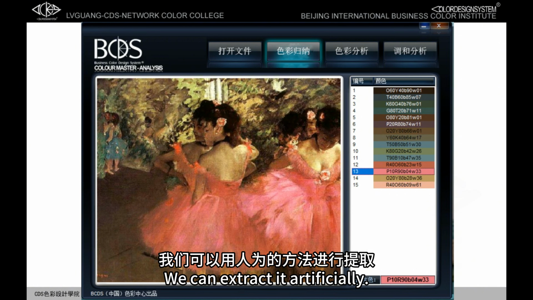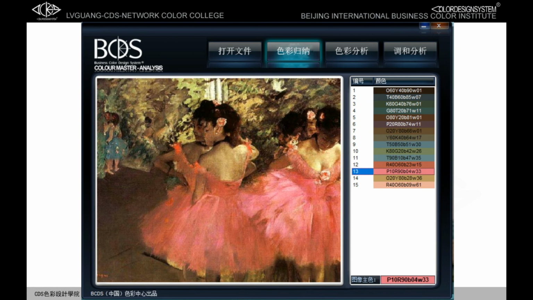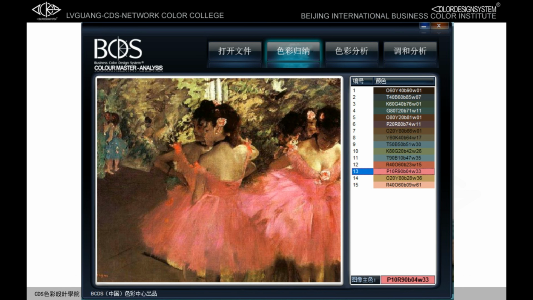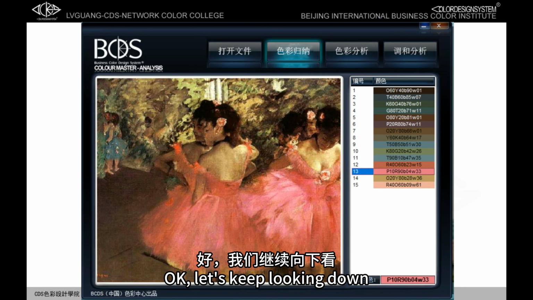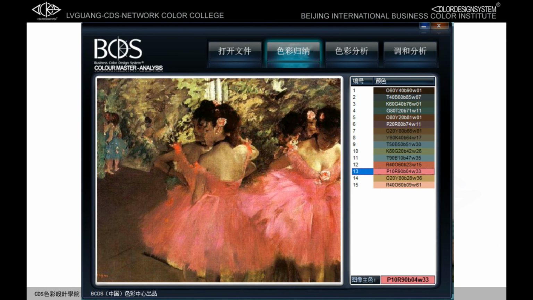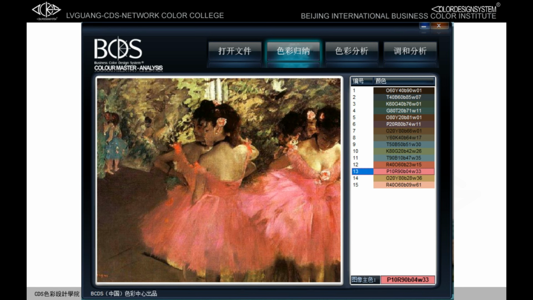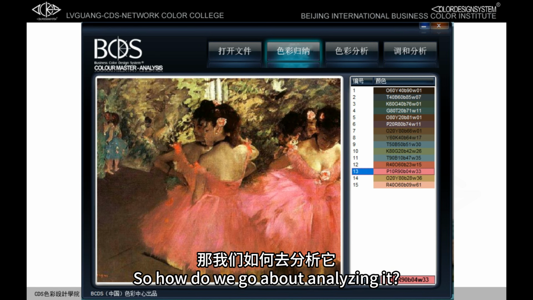We can extract it artificially, and compare the results with our quantitative extraction with computer big data. Essentially, exactly. Okay, let's keep looking down. Since we have performed a quantitative extraction of the color, how do we go about analyzing it?